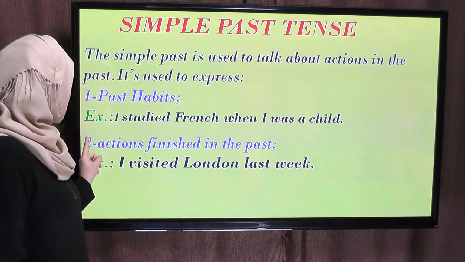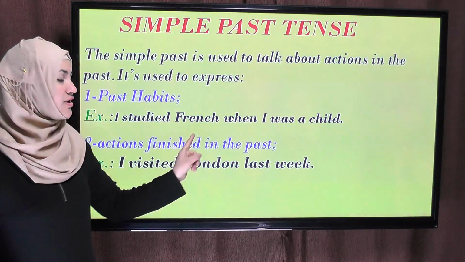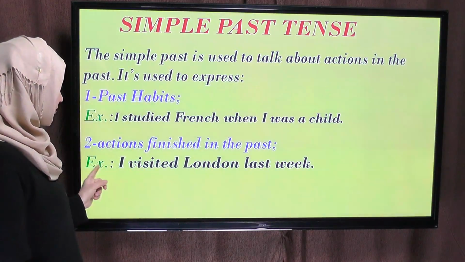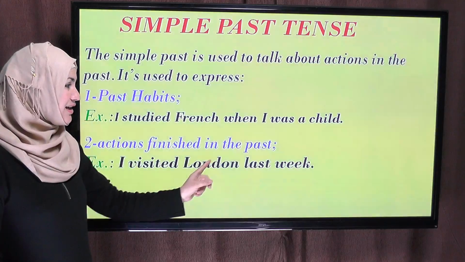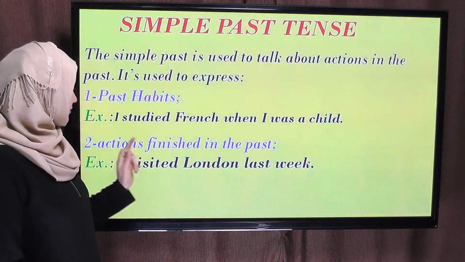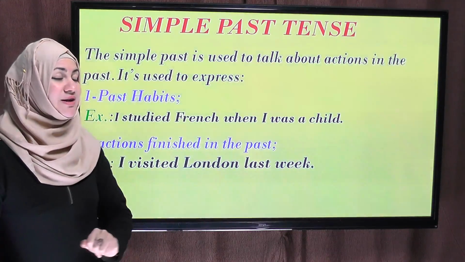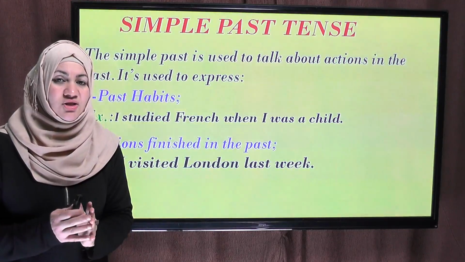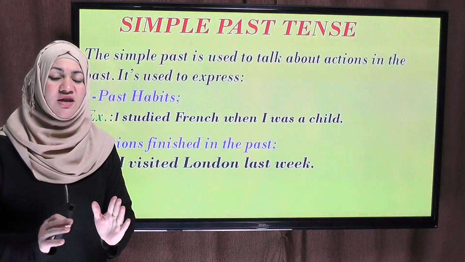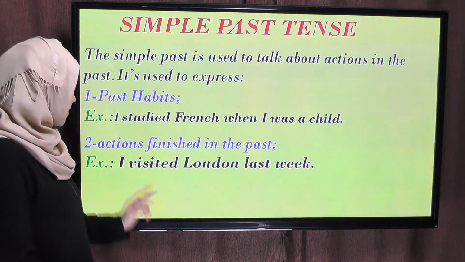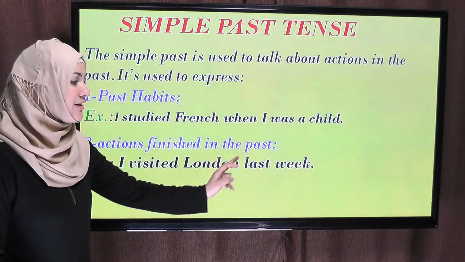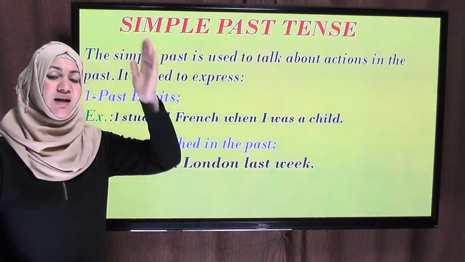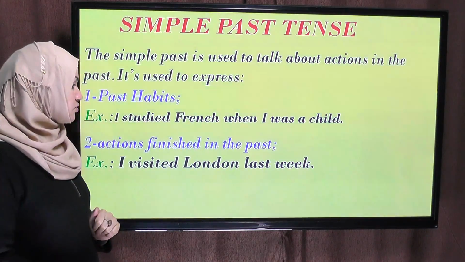Number 2, actions finished in the past. Example, I visited London last week. Here, actions finished in the past. It means a completed action. The action started and finished in the past. An example, I visited London last week. I visited and I finished my visit to London.